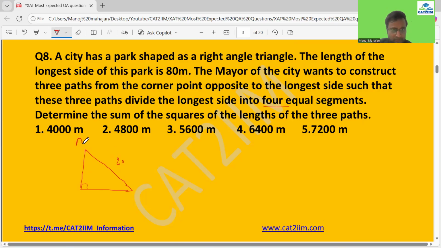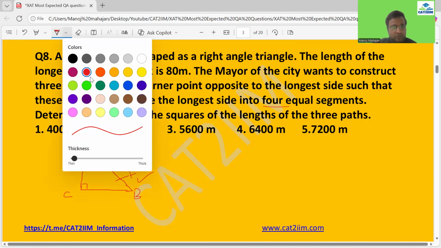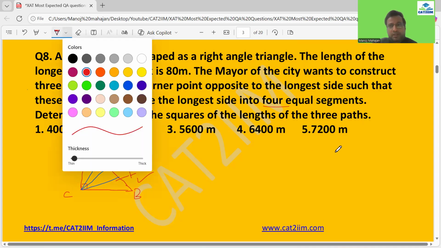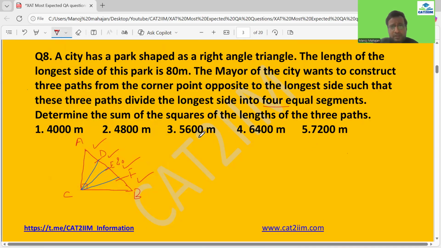Okay, so let me do it for everyone over here. So let's say A, B, C, we have D, E, F. So I'm taking the points D, E, F in such a way that the lengths AD, DE, EF, and FB are equal, right? So what they are looking for is, let's say I use another color out here. So they're talking about, let's say, the paths CD, CE, CF, right? So now the question talks about determining the sum of the squares of the lengths, right?